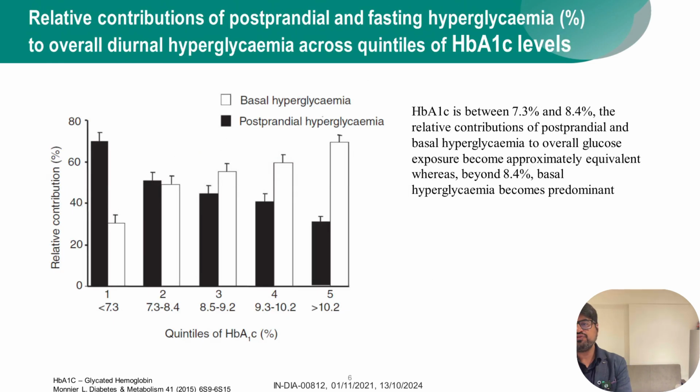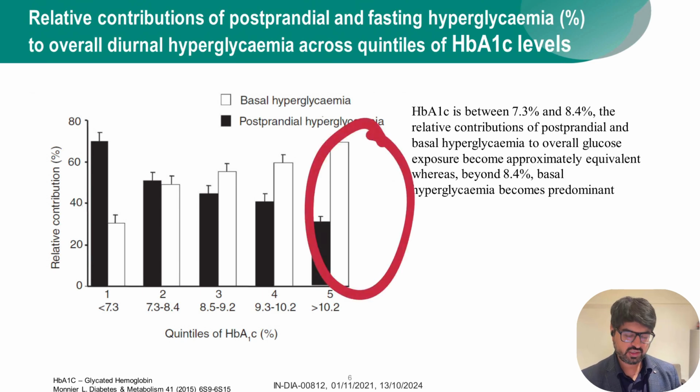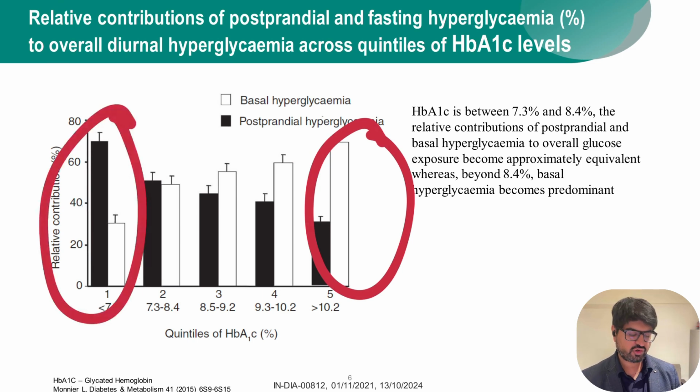Okay, so again, the HbA1c itself is not a very static component, right? The contribution of glucose at various points of time in the HbA1c cycle is different. When the HbA1c levels start increasing, there is more contribution of the fasting glucose to the overall HbA1c, whereas when the glucose is lower and HbA1c is lower, there is more contribution of the postprandial sugar, right? So this is a very important concept that we need to understand when you are managing patients with diabetes.